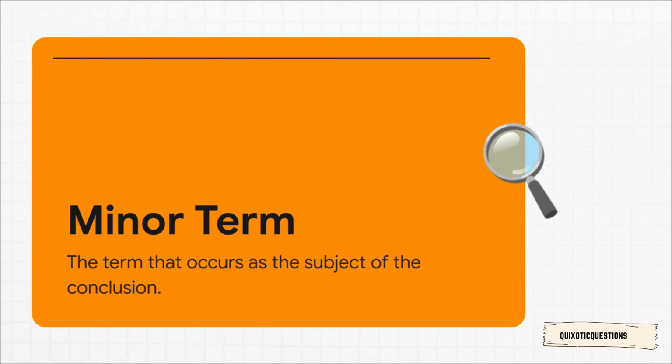Simple enough. Next, we've got evidence tag B, the minor term. And you can probably guess this one. It's the subject of the conclusion. So back to "some members of the administration are liberals," the subject is "members of the administration." And boom, that's our minor term. We've just identified the two main characters in our little logic story.